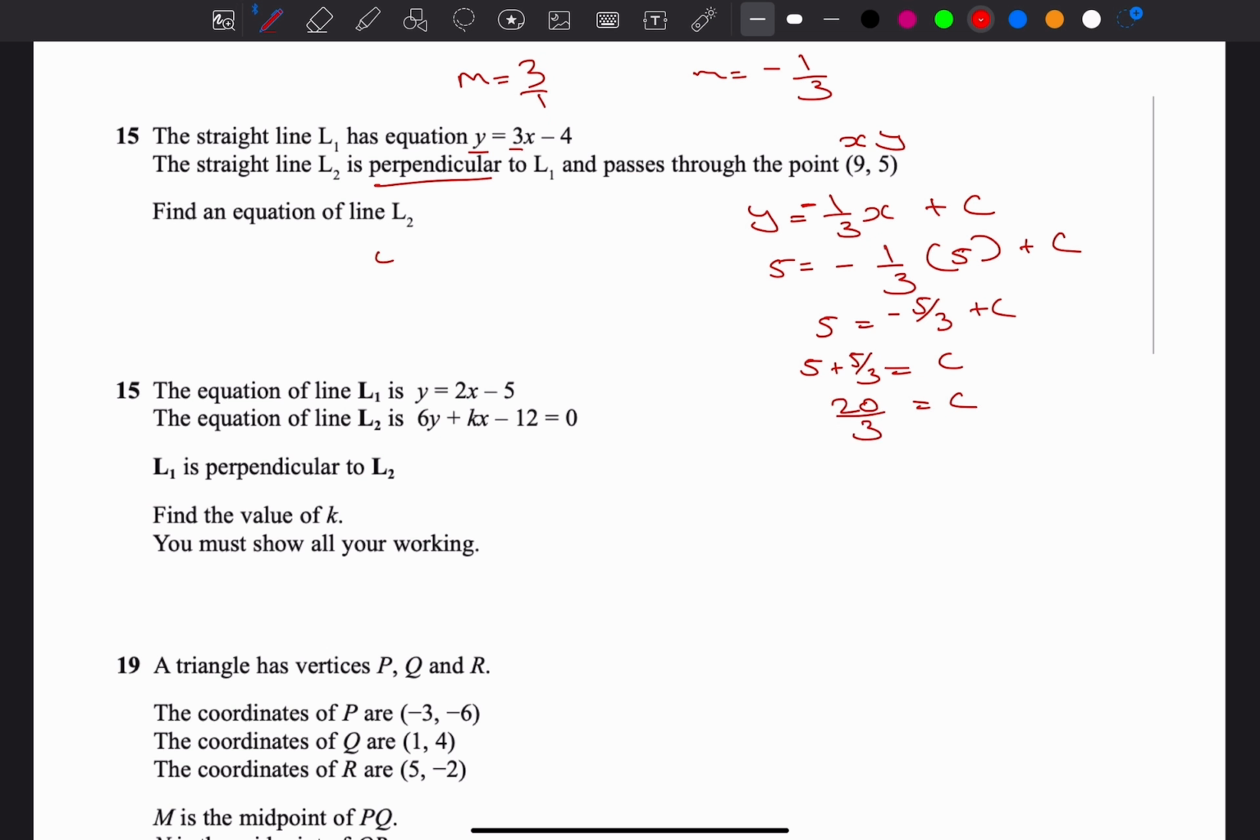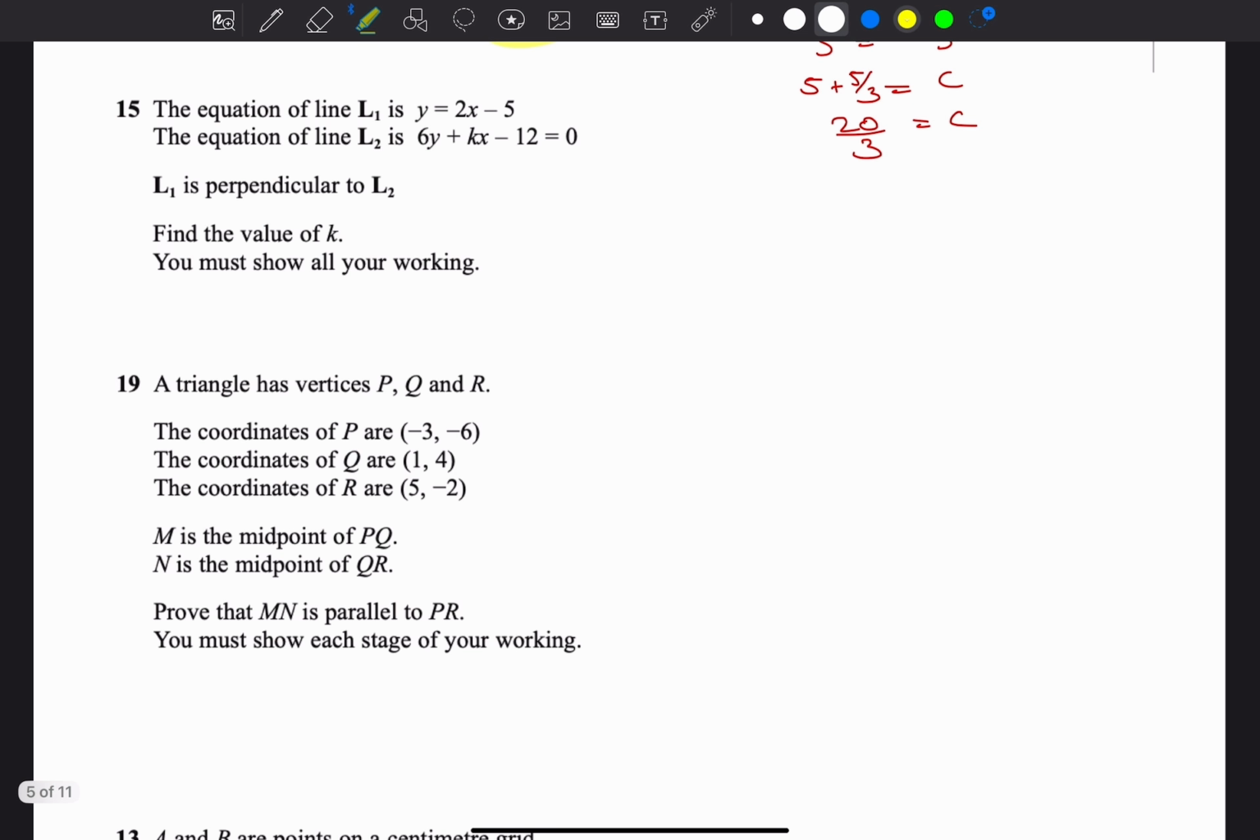Then what is the equation? Y equals minus 1 over 3x plus 20 over 3. Okay, just use a calculator, don't be bothered. Okay, it's easy. Right, next one.